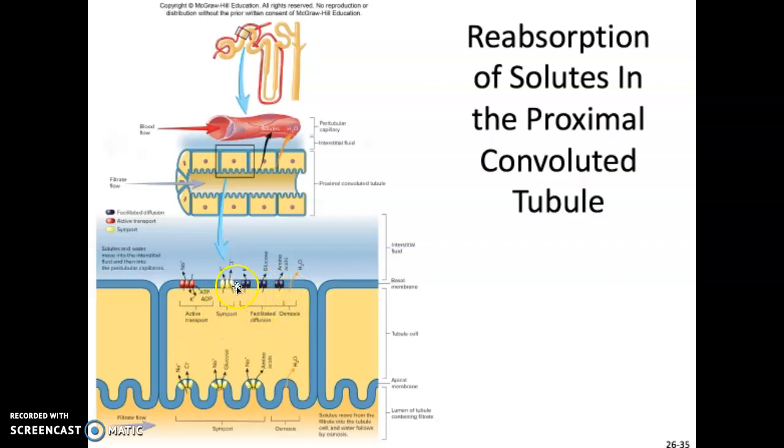Then we have symport. It's going to be a protein transporting in the same direction two or more molecules. In this case, it's going to be particularly for potassium and chlorine. And finally, we have the active transport for sodium.